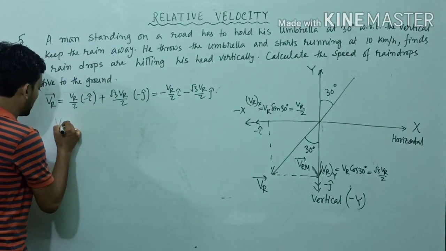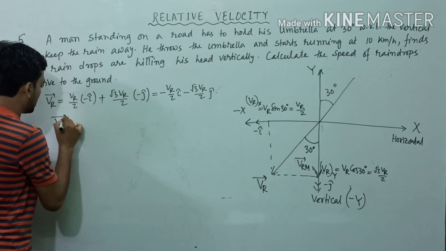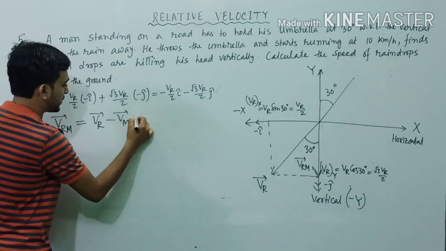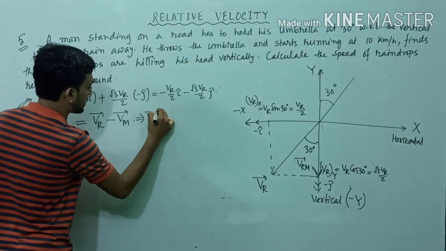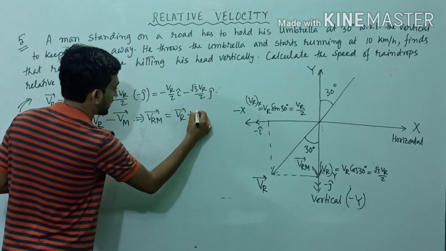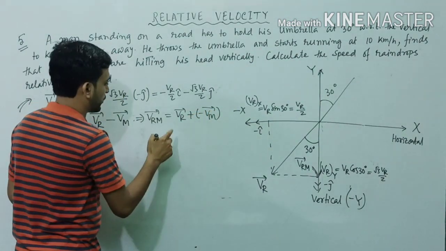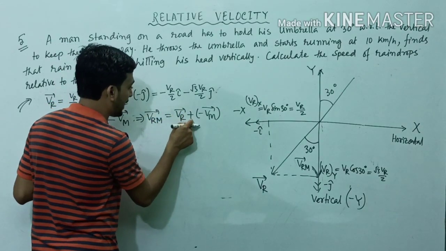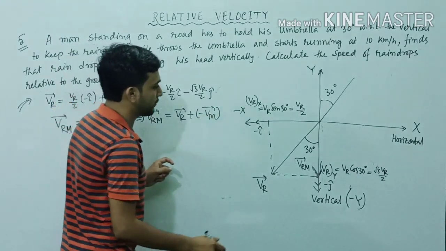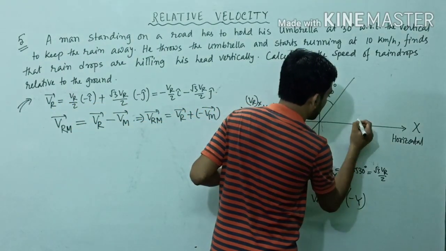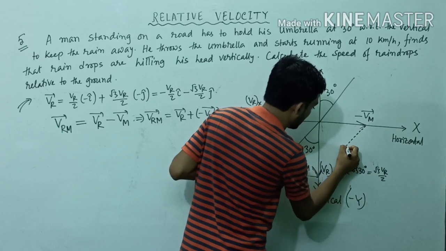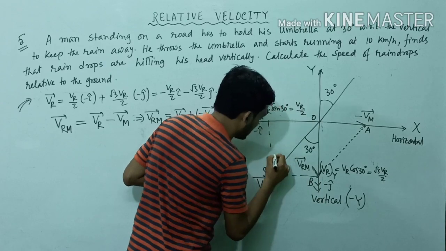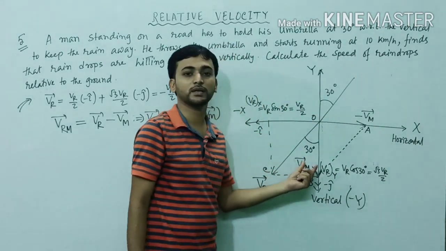We know the relative velocity of rain with respect to man, that is Vrm is equal to Vr minus Vm. This equation can also be written as Vrm vector is equal to Vr vector plus minus Vm vector. From this equation we can say that Vrm vector should be the resultant of Vr vector and minus Vm vector. So if we consider our minus Vm vector along x-axis, we will get one parallelogram, say OABC, the diagonal of which will provide us Vrm vector.